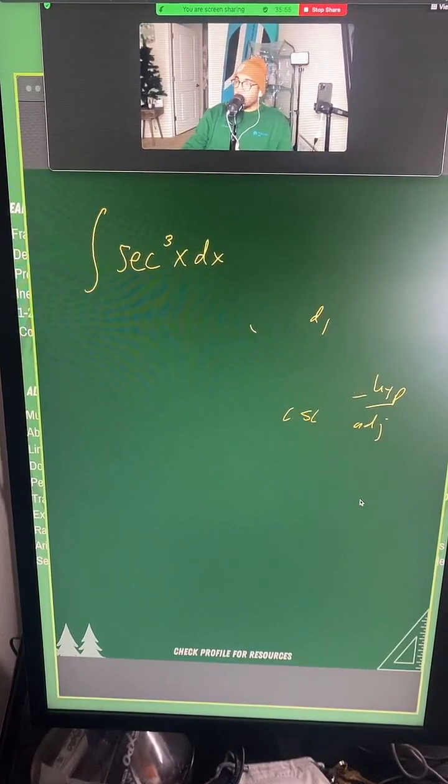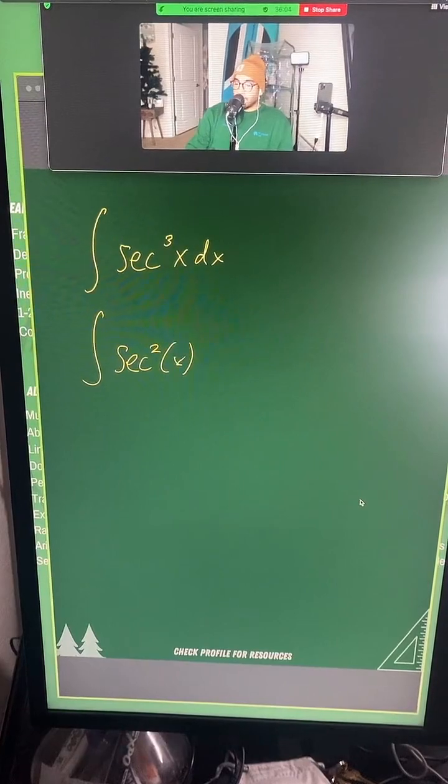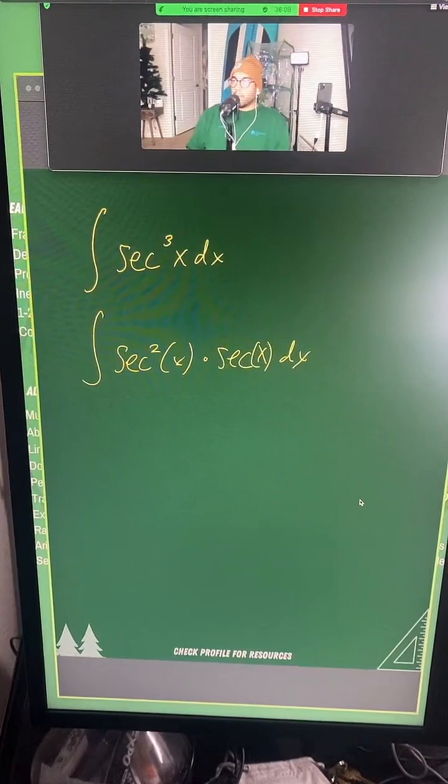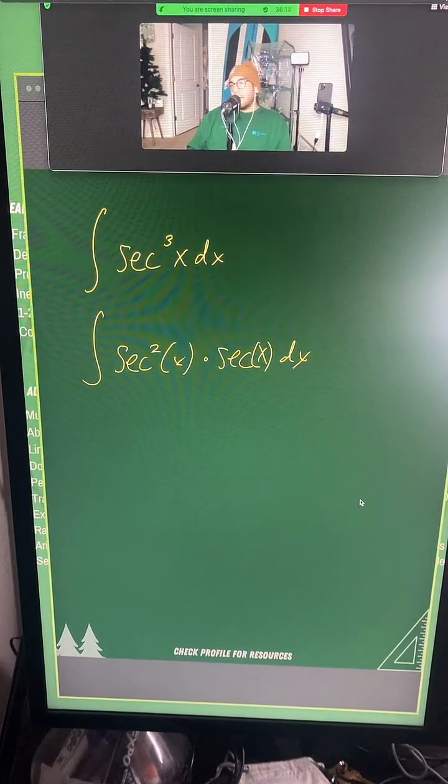Okay. Now I'm looking for the right answer. So Squid and Jack was saying split this, and I kind of agree. So we're going to do secant squared x times secant x dx. That's what we're doing first. All right. Now, why are we doing this? Because secant squared x is a very unique identity. Okay, who can tell me what that is? What is the identity of secant squared x?